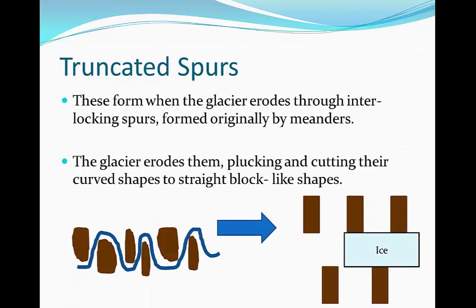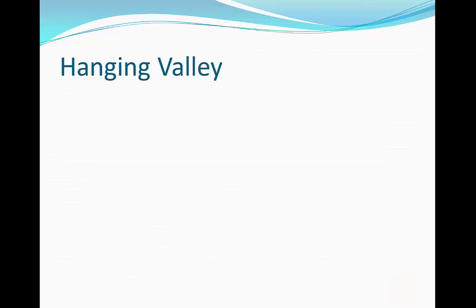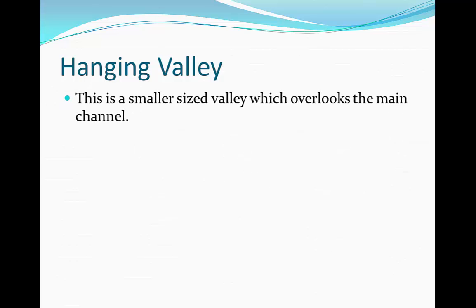So this is what it looks like. On the left we have our river meandering through the valley and producing interlocking spurs, and then when we have a glacier moving through it, it just erodes straight through them and abrades all of them, and we get straight block-like features.